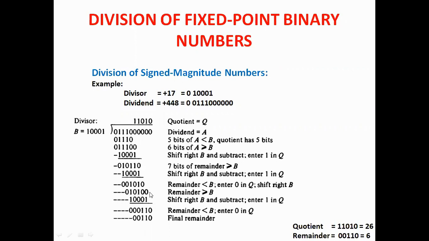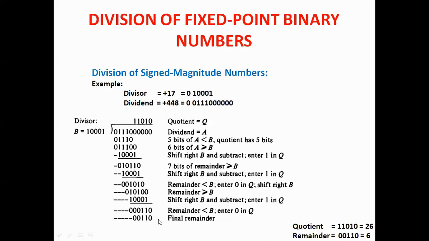After doing this again, we see that now the remainder is greater than B. So I will put 1 here, this into 1 comes out to be 10001. Do a subtraction, that comes out to be 00011, and bring this 0 up to here. Fine. Now again the remainder is less than B. Since this is less than B, I need to put a 0 here and bring the next digit down.